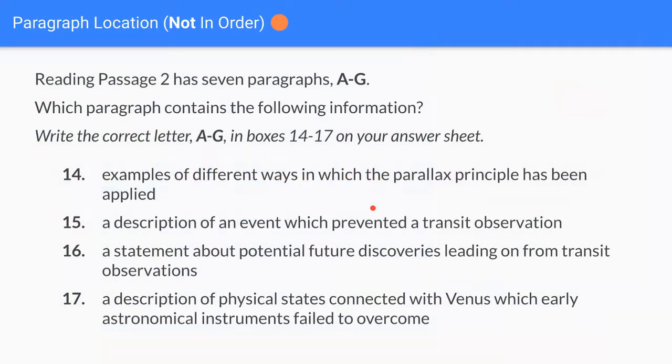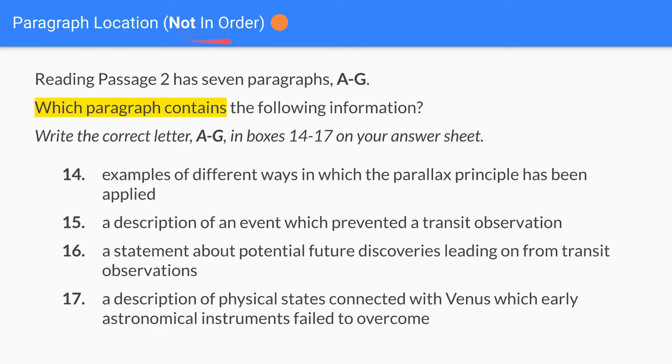So here we go. This is what the paragraph location questions look like. You will know that this is a paragraph location question because right over here, it's going to ask you which paragraph contains the following information. So that tells you that you have to be looking for a certain paragraph. Sometimes it might also say which section contains the following information. That is also possible. It doesn't usually happen. Usually they say paragraph, but you could also see the word section substituted for paragraph over here.